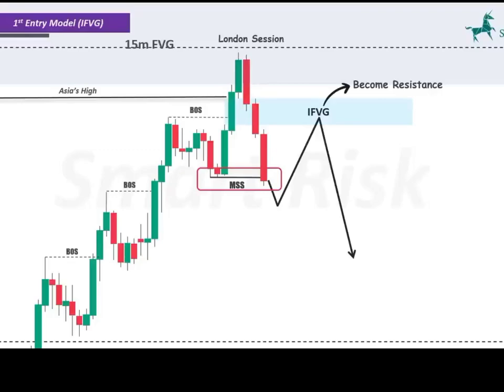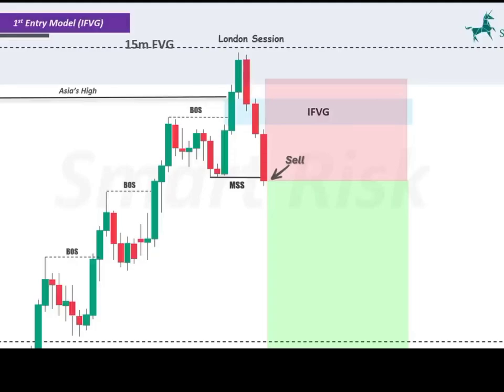Option 1. Enter immediately after the IFVG forms by opening your position at the next candle open, with the stop loss placed above the most recent swing high. Option 2. Place a sell limit order at the lowest point of the newly formed IFVG and wait for price to retrace into the zone and activate your entry.